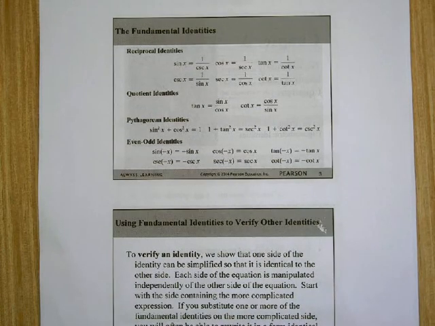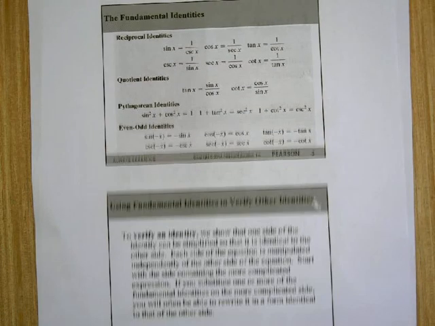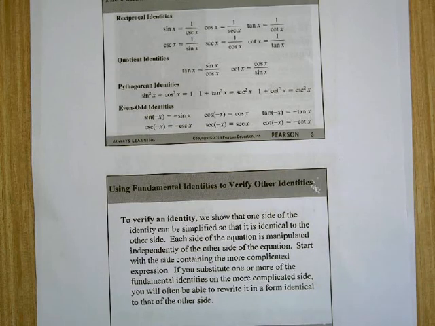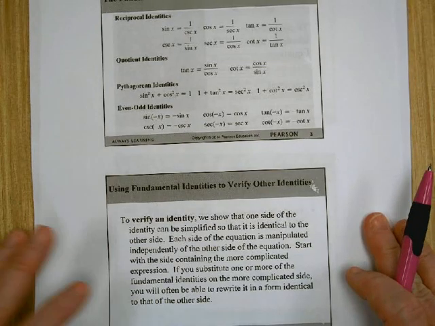To verify an identity, we show that one side of the identity can be simplified so that it is identical to the other side. Each side of the equation is manipulated independently of the other side. Start with the side containing the most complicated expression. If you substitute one or more of the fundamental identities on the more complicated side, you'll often be able to rewrite it in a form identical to the other.